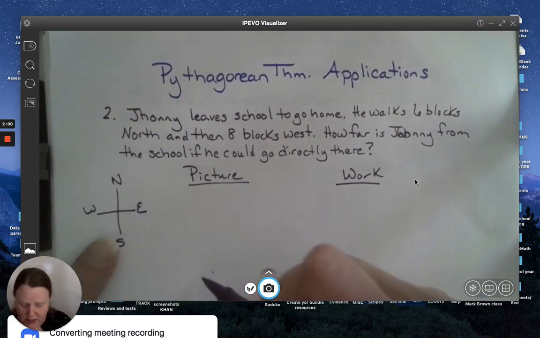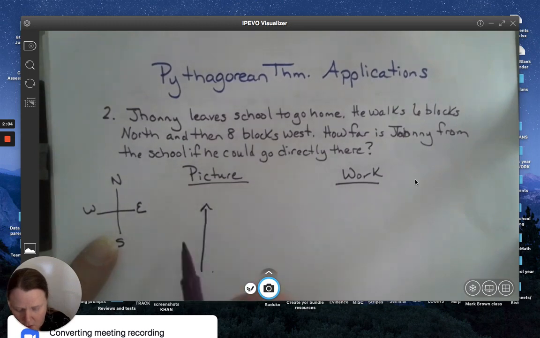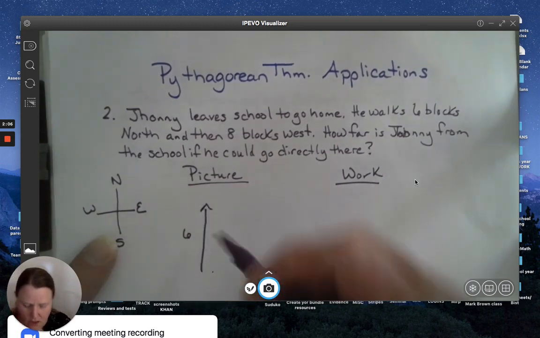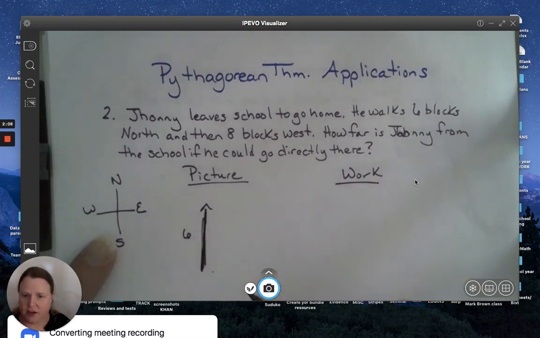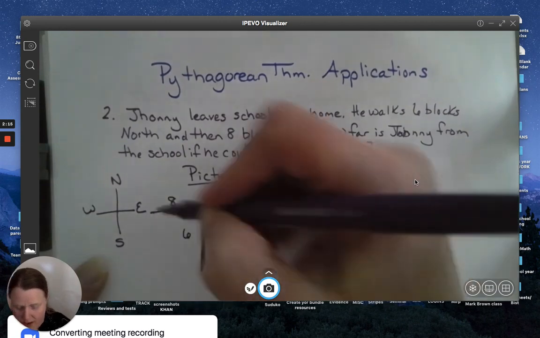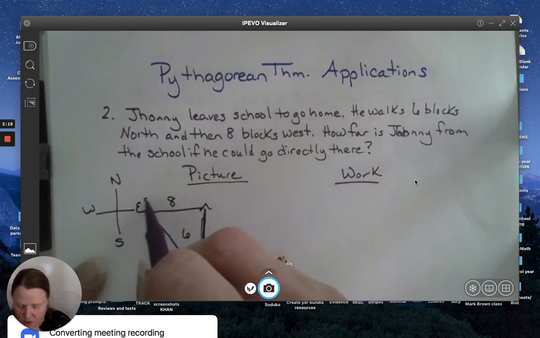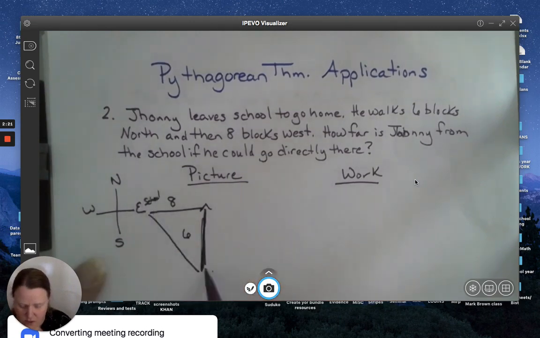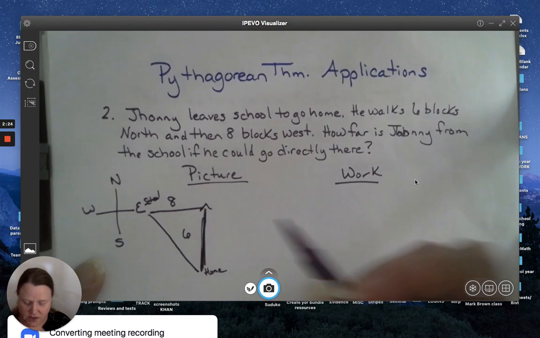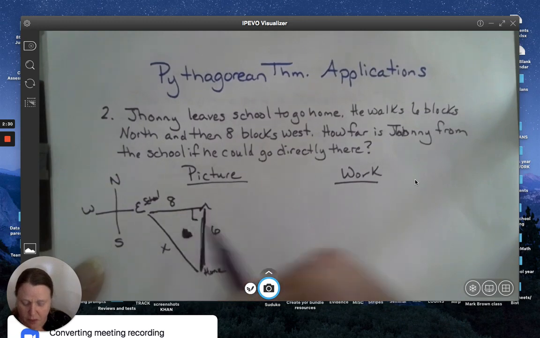I know there's a lot of different social studies tricks out there, but you're going to look at this. So I went 6 blocks north. I'm a little crooked, so pretend I'm a little straighter. And then he went 8 blocks west, so that would be this way, 8 blocks west. And we want to know, if this was the school and this was home, or vice versa, how long is this side out here? So I'm going to move my 6 so it goes on that side. Again, it's the same math problem that we had before.